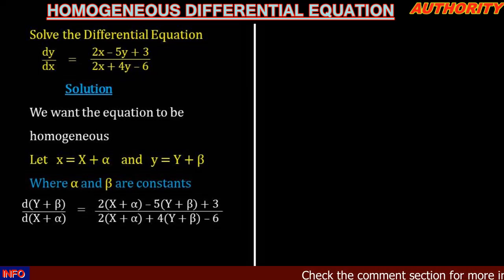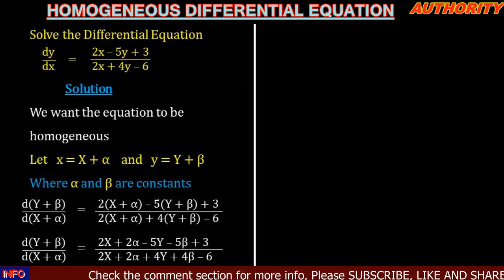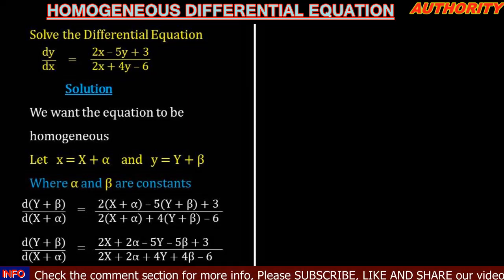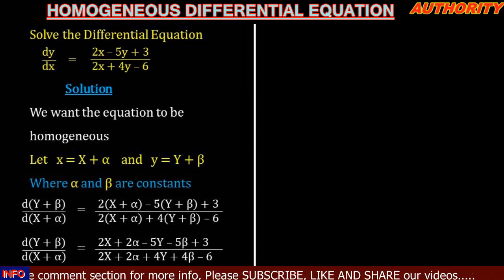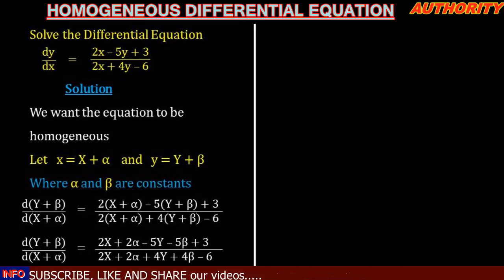Now in the numerator, when you open the bracket, we are going to have 2X plus 2 alpha minus 5Y minus 5 beta plus 3. And in the denominator, when you open the bracket also, we are going to have 2X plus 2 alpha plus 4Y plus 4 beta minus 6.